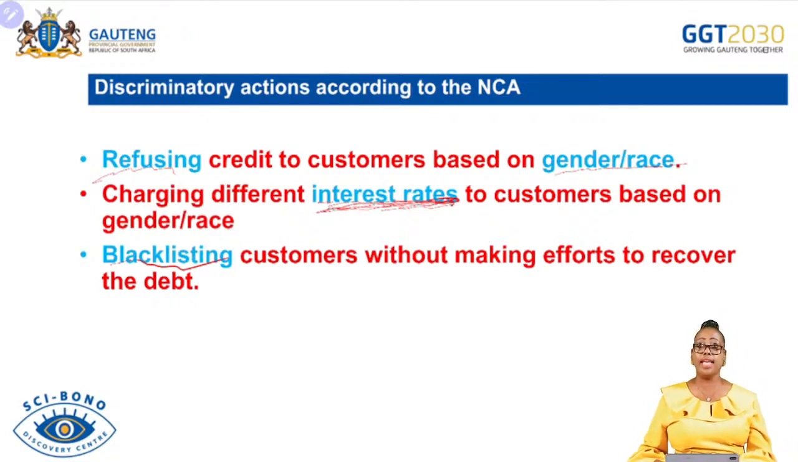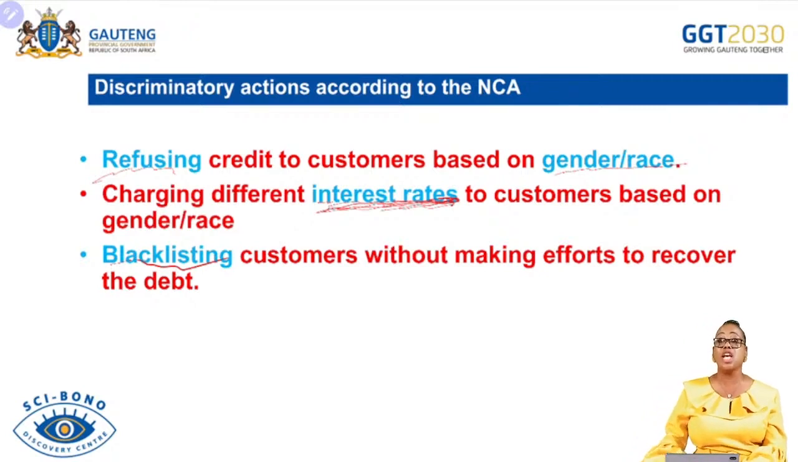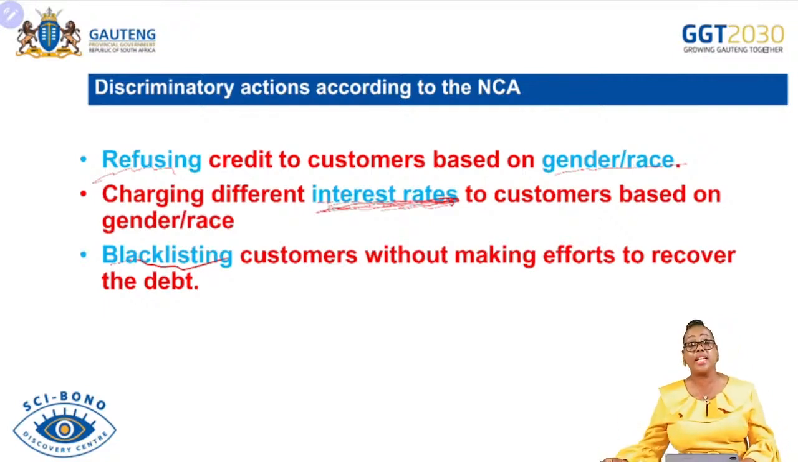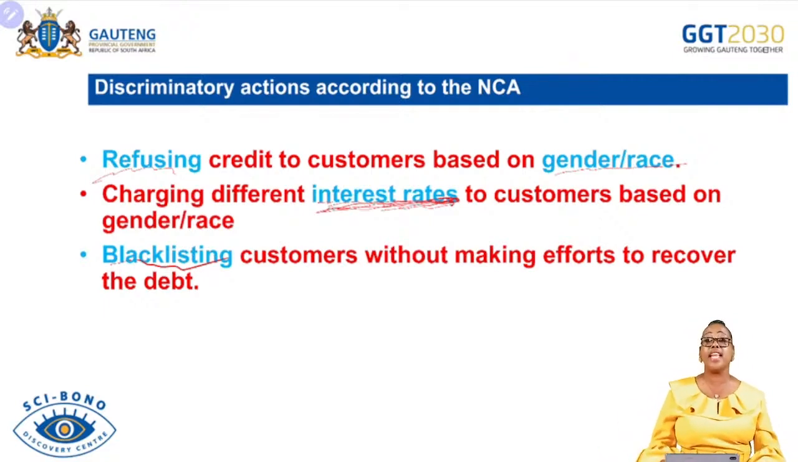Blacklisting is a disadvantage, but they are allowed to do so provided that they are coming up with consumers that must be blacklisted simply because they warrant to be blacklisted. But otherwise, blacklisting customers without making efforts to recover the debt becomes a discriminatory action. So it's wrong; there must be efforts first before you can start blacklisting. It's not easy, but we find companies that blacklist customers without following procedures first. Before you end up blacklisting, there are procedures that are set by the National Credit Act.